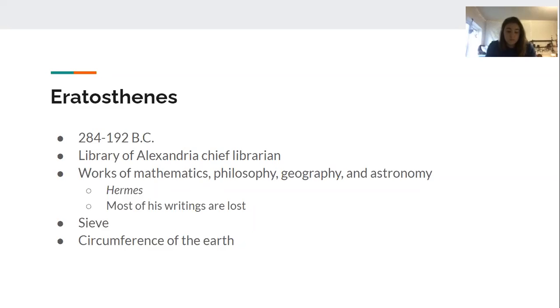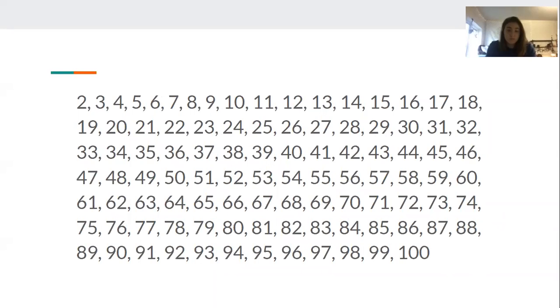So for his method for finding prime numbers, he started with all the numbers between 1 and 100. And then what he would do is the first number, he would see if it is prime. 2 is prime. So after that, he would go to 3. Can 3 be divided by 2? It cannot, so then 3 is also prime. And he would continue on like that.